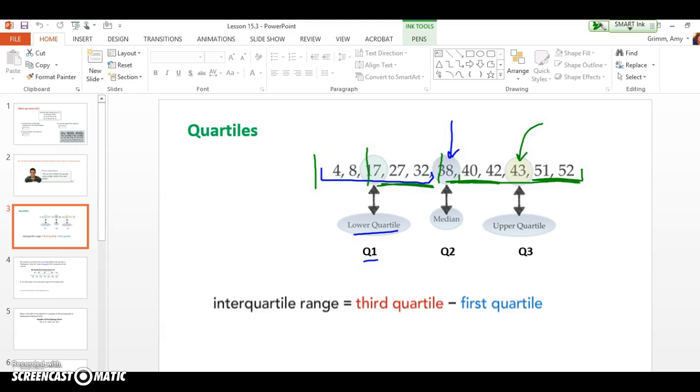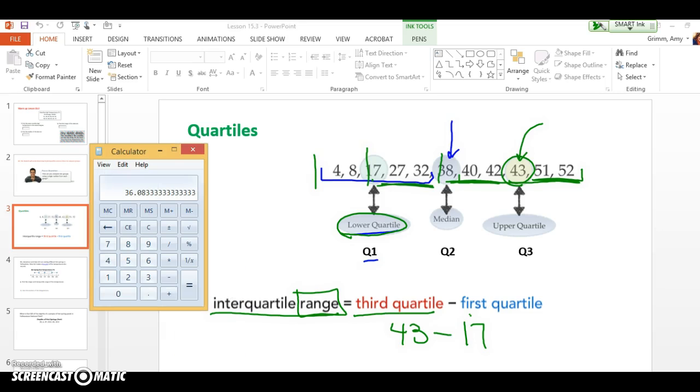Okay, so if I want to find the interquartile range, range is always separating the upper from the lower, right? So you take the upper quartile, which is 43, and you subtract out the lower quartile, which was 17, and that will give you the interquartile range. So 43 minus 17 is 26, and that would be the interquartile range.